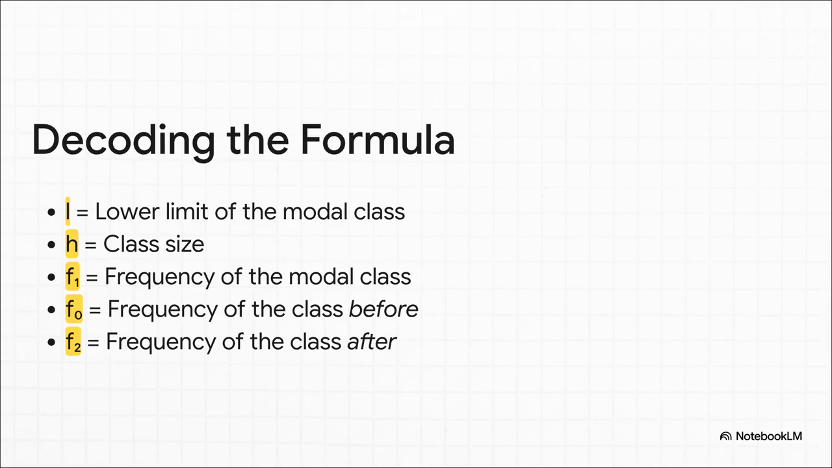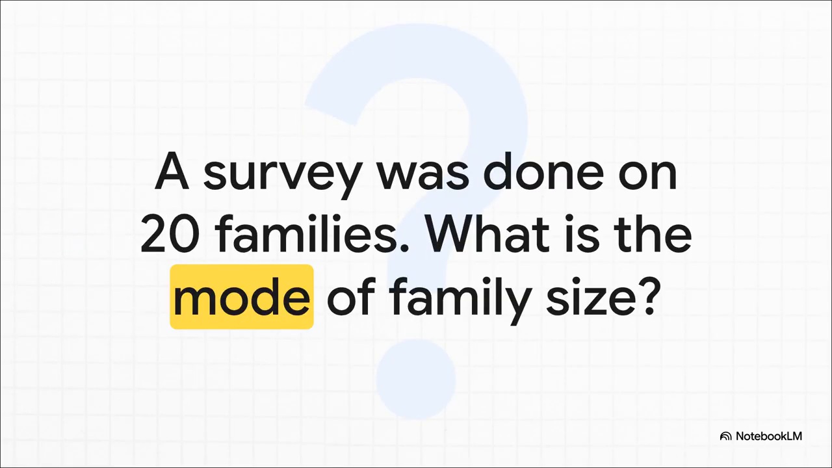L is just the lower limit of our modal class, and the modal class is the one with the highest frequency. h is the class size. Now for the frequencies, think of it this way. f1 is our star, the main frequency. Then f0 is the one before it, because 0 comes before 1, right? And f2 is the one that comes after. Simple. All right, time for a quick question to see this in action.